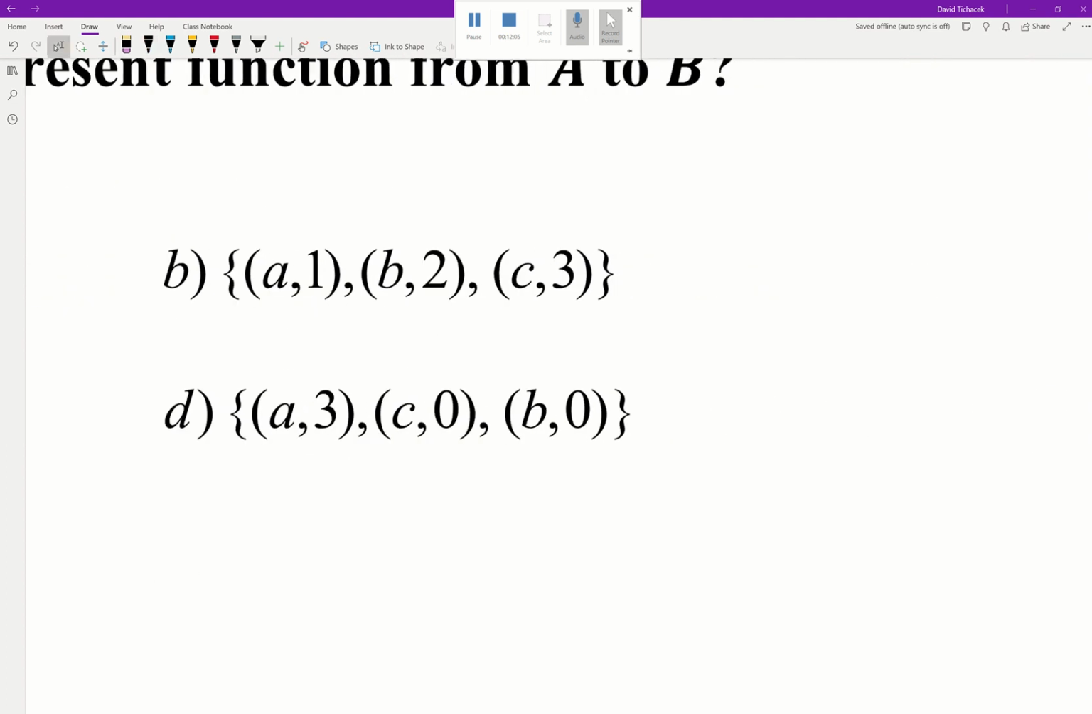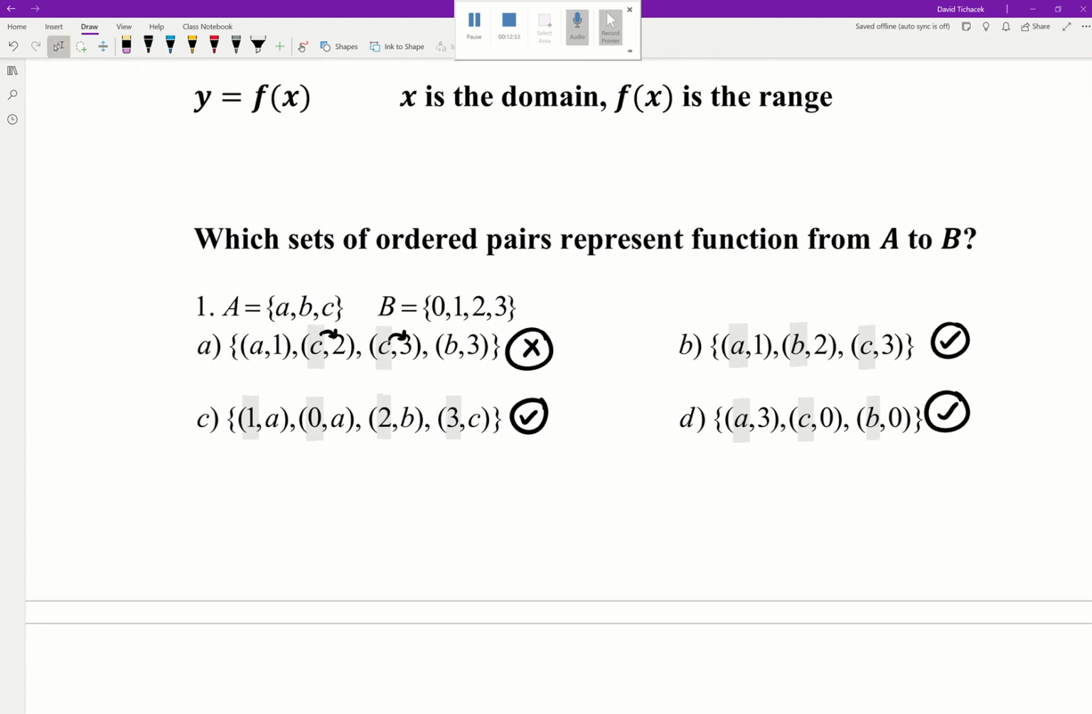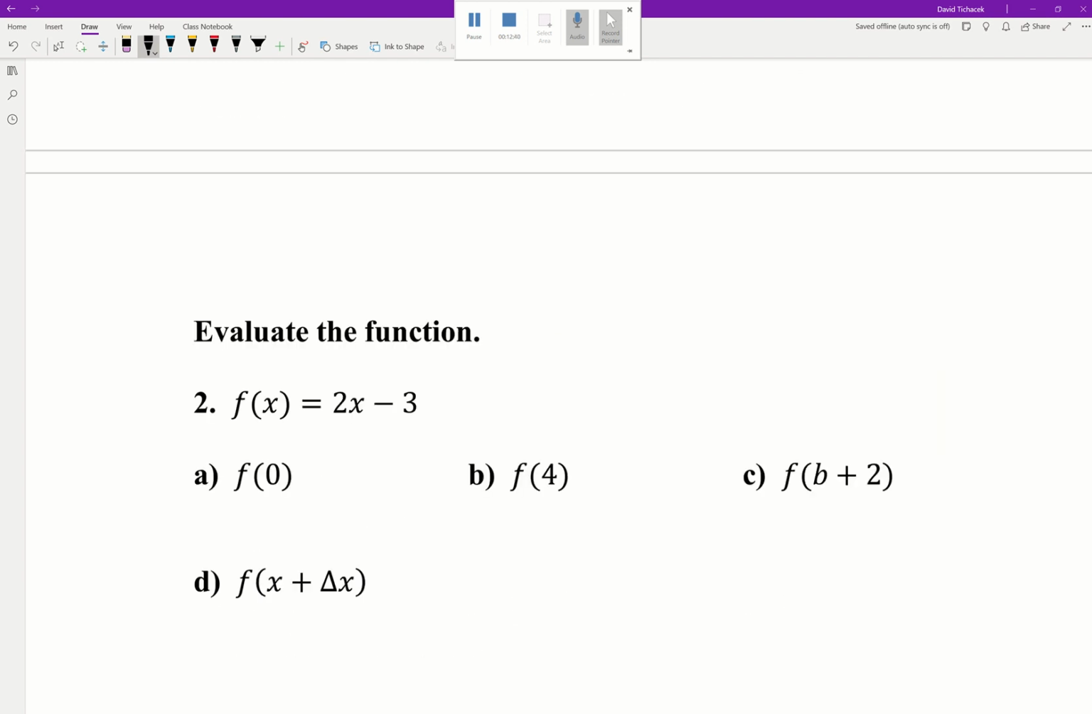Part B, again, looking for single inputs that go to more than one output. We have A, B, and C. Those go to 1, 2, and 3. I think we are good to go there. It's not the case where A goes to two different things or B goes to two different things. And then same thing for D, right? You'll notice that we have all these inputs of A, C, and B. Again, I don't have A going to two different things, B going to two different things, or C going to two different things. So this is indeed a function. Again, be on the lookout for this situation right here, where I have a single input going to two different outputs. That's a problem, not a function.